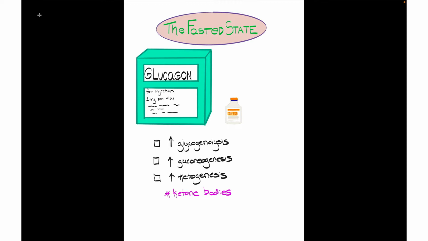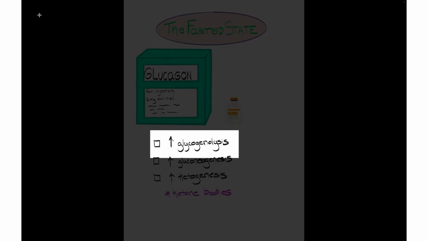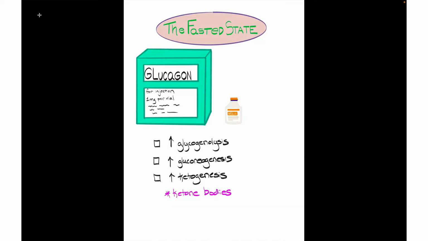During the fasted state between meals, when we have lowered blood glucose concentrations, glucagon is going to be released from pancreatic alpha cells to stimulate a number of things. The first that we see here is glycogenolysis. Glycogenolysis is the breakdown of glycogen into the monomeric subunits, which are glucose, and putting that glucose into the blood plasma so our body cells can use it.